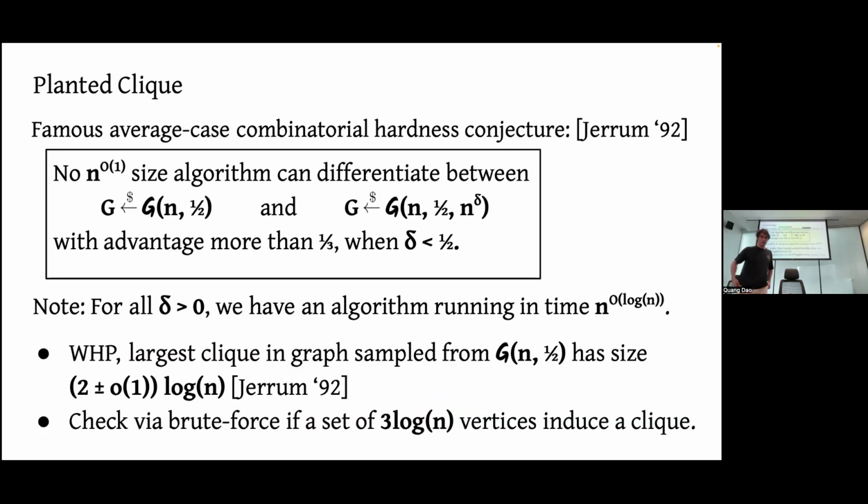Okay, and one more note is that for all delta greater than 0, so for all polynomial clique sizes, we do have an algorithm which runs in time n to the O of log n. This just follows from the observation that in a random G(n, 1/2) graph, we expect the largest clique to be of size only 2 log n. So we can just check via brute force if a set of, for example, 3 log n vertices induces a clique. And like I've discussed, we only expect this to occur if we're in the planted model. And you could just check this via brute force naively in n to the log n.